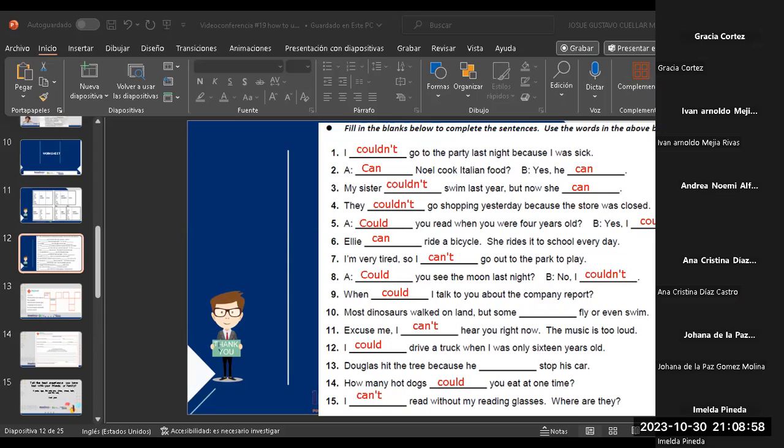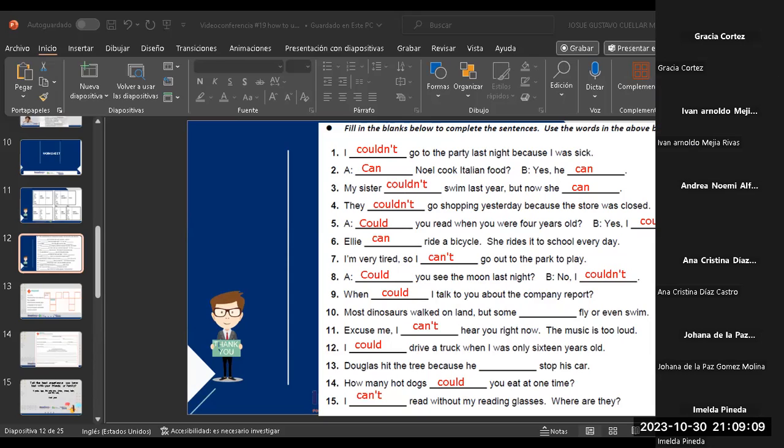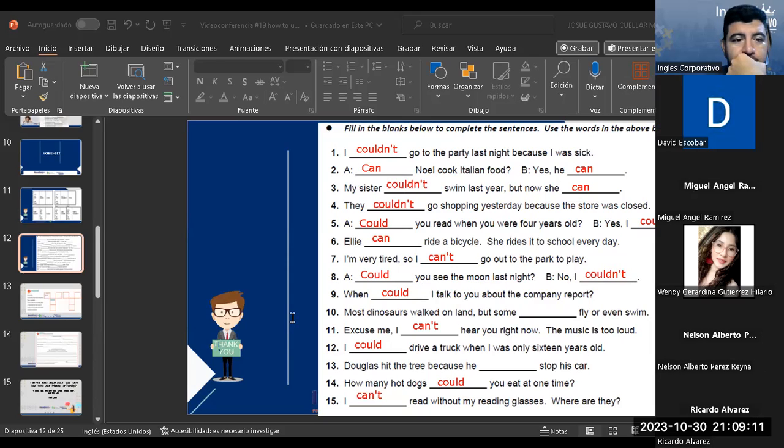Maybe some others. I don't know if Joanna, Laura, or Ricardo, tú, or who else? Okay. Voy a tratar. Démosle. Number 13. Douglas hit the tree because he can't stop his car.